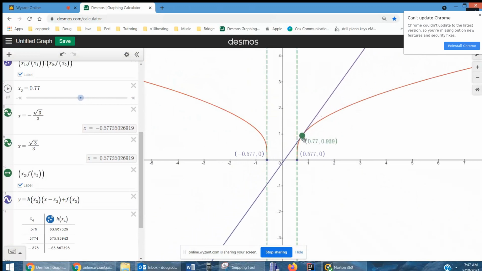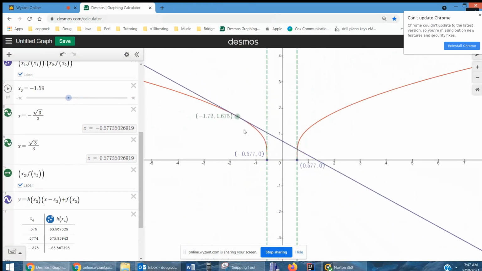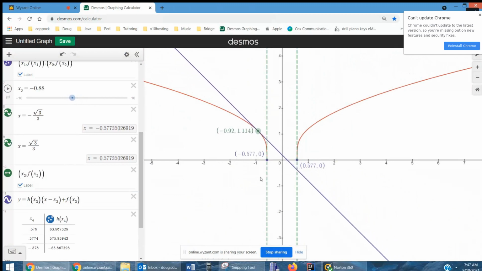Okay, and then the other interesting thing to note is that as this tangent line gets closer and closer to this point right here, the tangent line has a slope that's approaching positive infinity. And same at the other side. Those green dashed lines are vertical tangent lines.